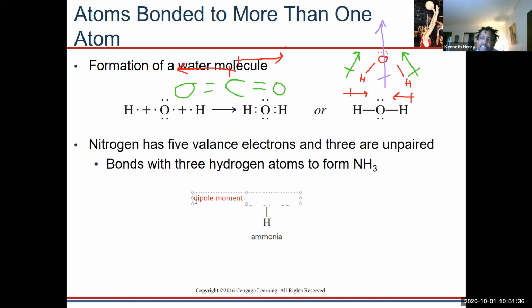And you guys understand dipole meaning two poles. So this guy here is going to be partially negative. This delta means change, but we use it as partial. It's not a complete negative. And this guy is going to be partially positive.